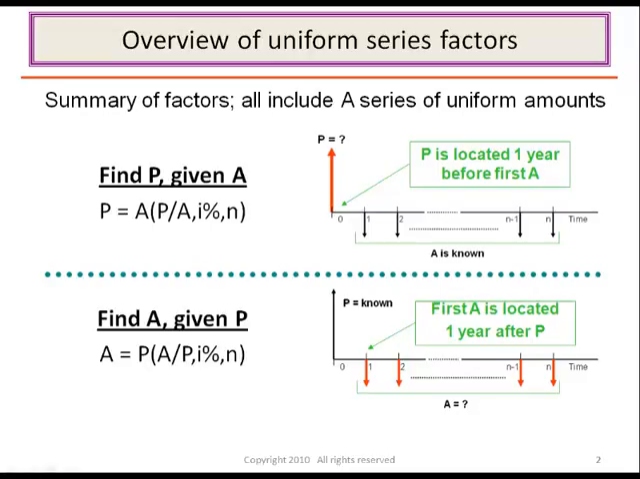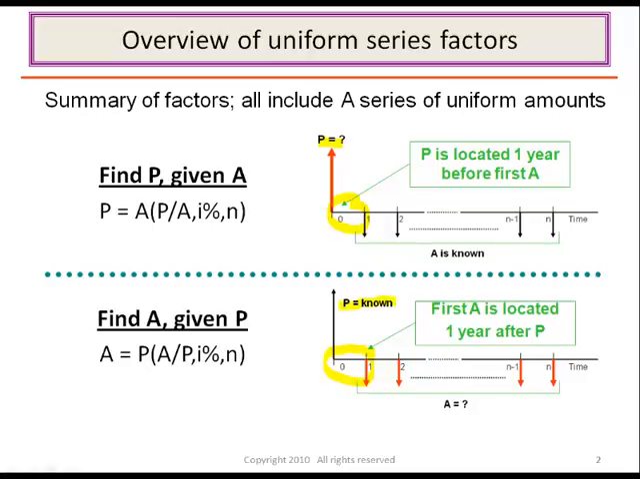In the cash flow diagram at the top of the slide, notice that P is located one time period prior to the first A value. We derive the factor to find P later. The second factor discussed below is the reverse, in that A is the unknown and P is estimated or known. Now, the first uniform amount A takes place one period after P, which occurs at time t equals 0. A continues for n periods.